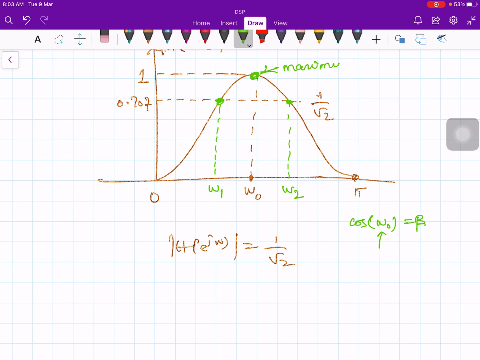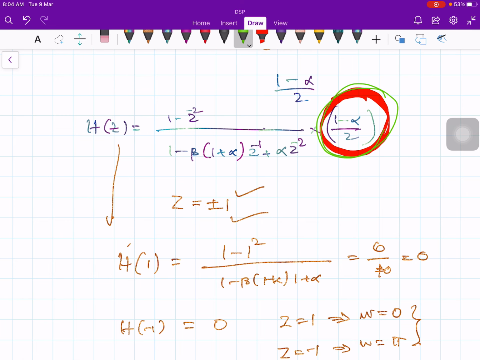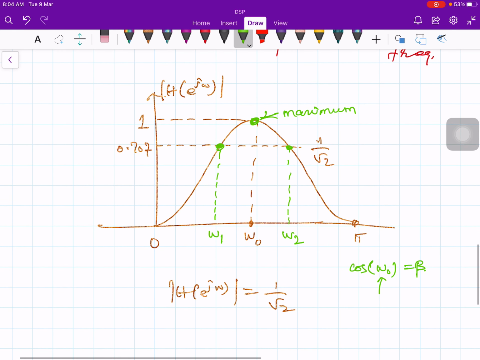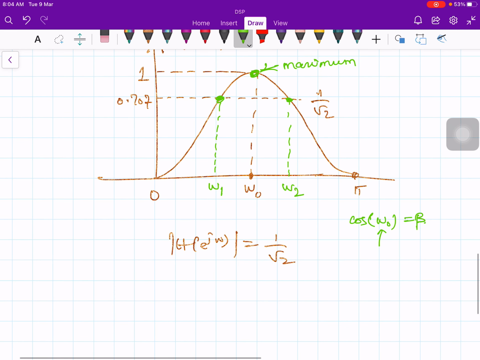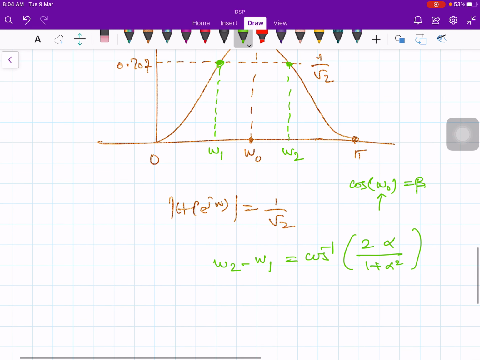Why is this maximum value 1? Because we modified the transfer function by the scalar. Where is the scalar? This is the scalar. And you can also show that the magnitude is down 3 dB at frequencies omega 1 and omega 2, such that omega 2 minus omega 1 is equal to cosine inverse of 2 alpha divided by 1 plus alpha square. Okay, and what is this omega 2 minus omega 1? This is defined as bandwidth.